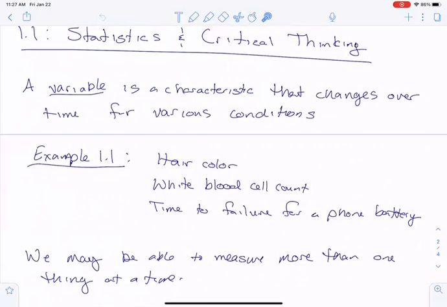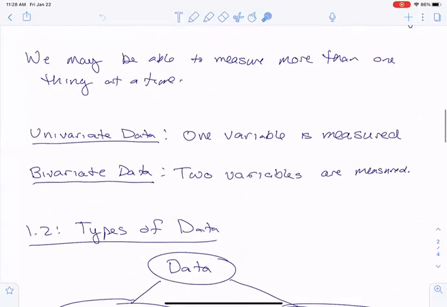Right? And we may be able to measure more than one thing at a time. And the way we talk about this is the type of data we have. And we can have what we call bivariate or univariate data. And we look at kind of the prefixes of those two words. So univariate data is going to be one variable is measured. That's what we're going to do for really the majority of this course, is looking at univariate data.